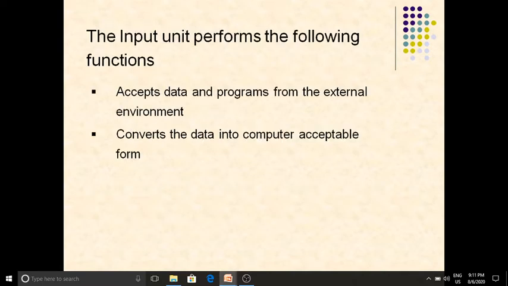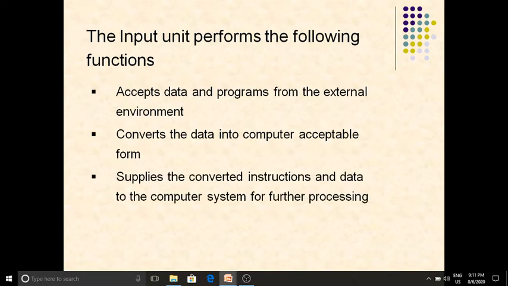In the next slide, we are discussing the functions the input unit performs. It accepts data and programs from the external environment, converts the data into computer acceptable form, and supplies the converted instructions and data to the computer system for further processing. This is about the functions of input units.